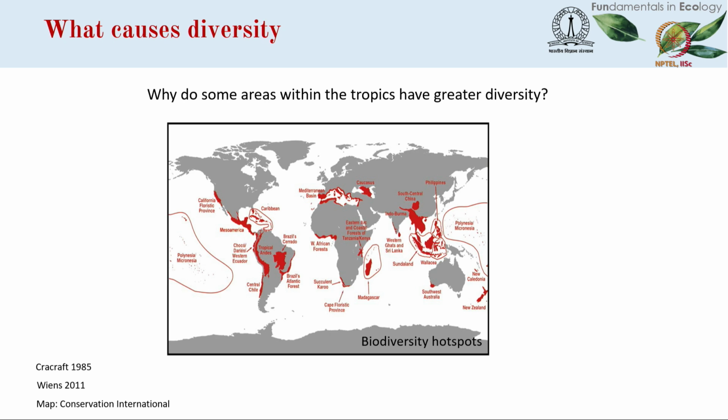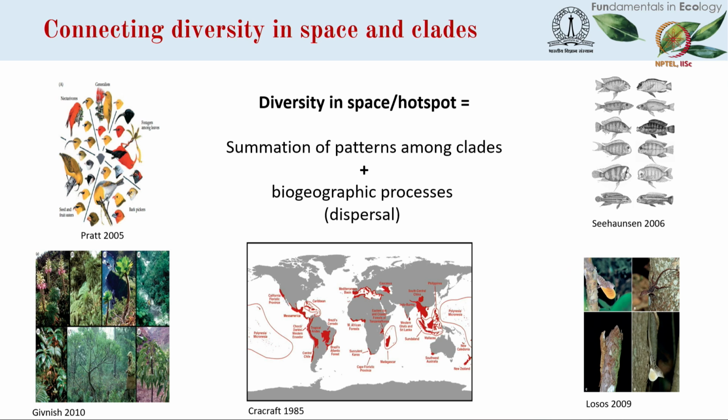tropics have greater diversity. We also talked about patterns across clades where you get these evolutionary radiations, which can be thought of as a summation of patterns across among clades and with biogeographic processes, resulting in groups like the Hawaiian honeycreepers, bromeliads, Caribbean anoles, and cichlids.